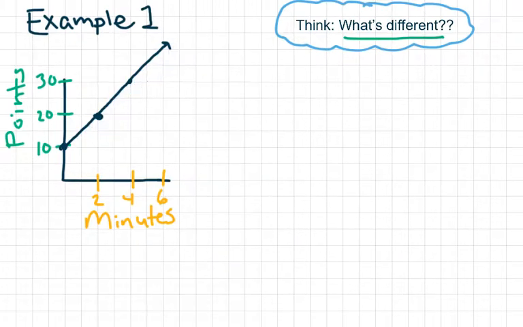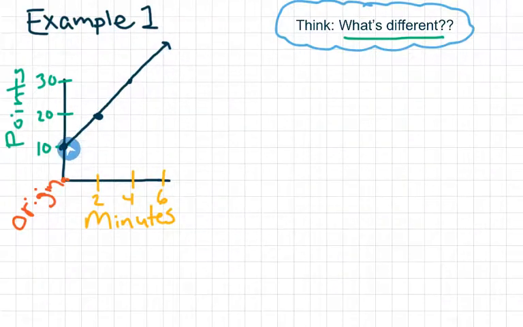Well, I see that it's still a straight line and it's still a positive slope. It's still increasing. Like we said, the points and the minutes are the same. What I see is different, and hopefully you saw this, is that the line doesn't cross the y-axis at 0. This line does not hit the origin right here. We know that (0, 0) is the origin, and this line here does not cross that.